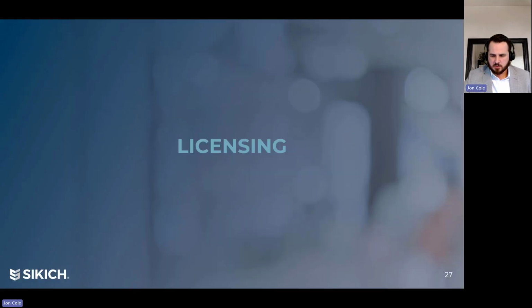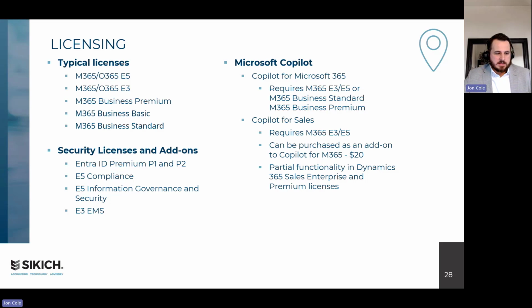We can talk about licensing really quickly because I do want to get to some questions here. Typical licensing, like we talked about: Microsoft 365 or O365 E5, E3, Business Premium, Basic, Standard. Really, the bang for your buck license for most organizations, 300 seats or fewer, is the Business Premium. You're going to get your Office suite. You're going to get SharePoint, Mailbox, Teams. You're going to get Entra ID P1 Premium included, which gives you leverage to conditional access for a lot of things. So that's really a lot of bang for your buck.